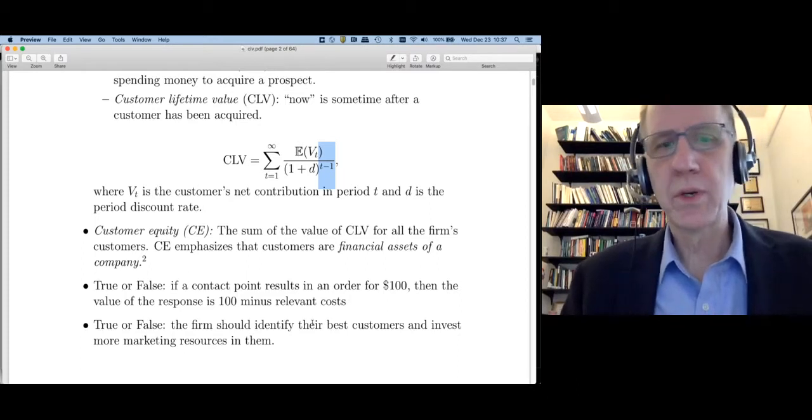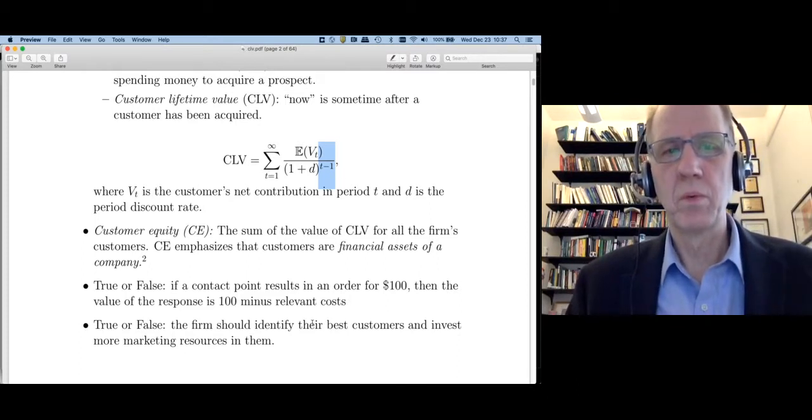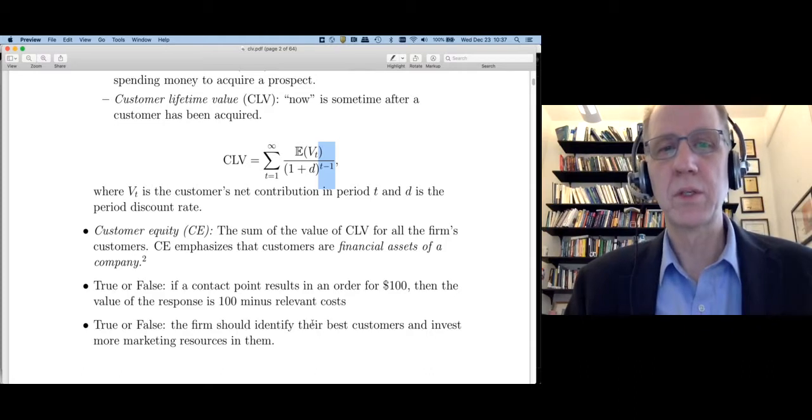We're going to use this for a number of things. So one use of this is to value these intangible assets.